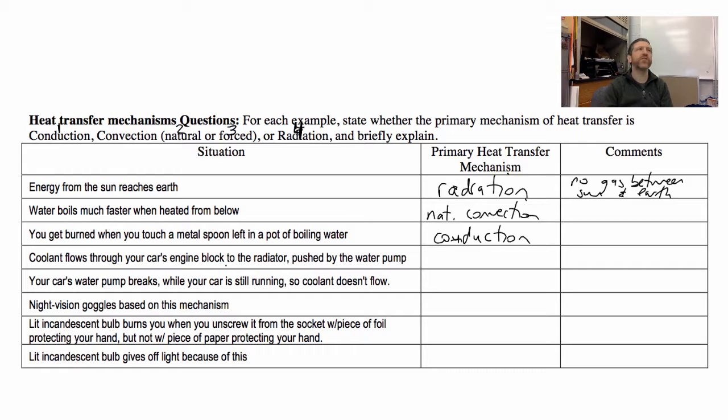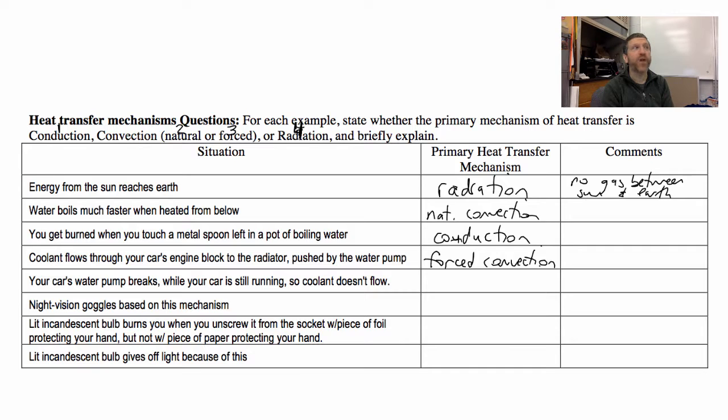Coolant flows through your car's engine block to the radiator, pushed by a water pump. Go ahead and put 1 for conduction, 2 for natural convection, 3 for forced convection, 4 for radiation. Primary method responsible is forced convection. That's what the pump does. Forced convection.